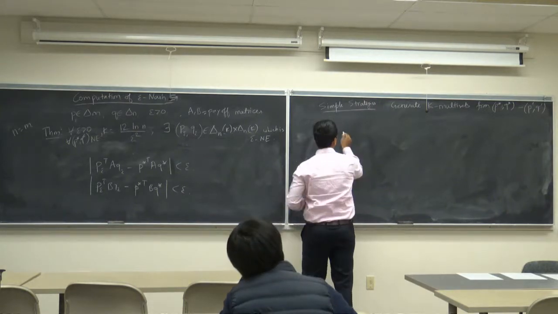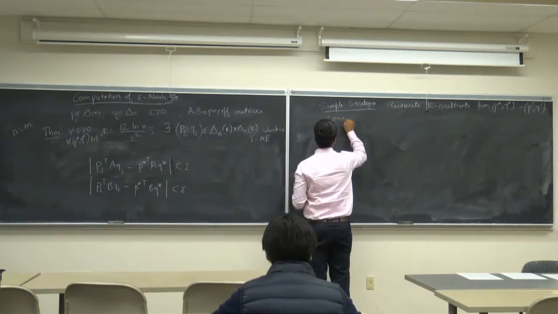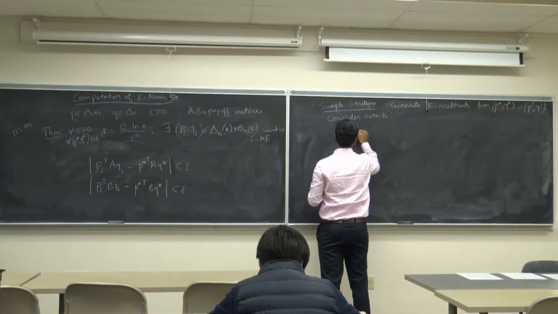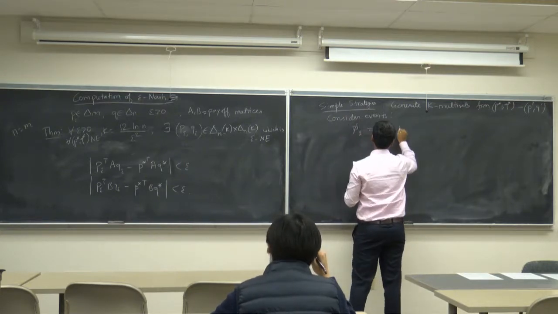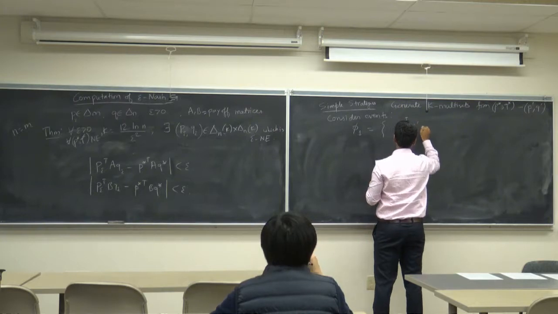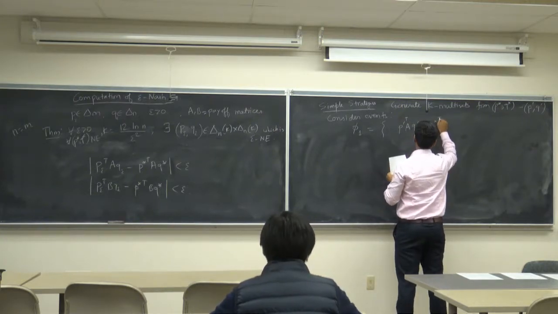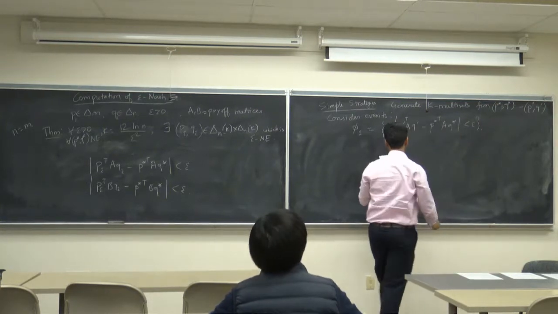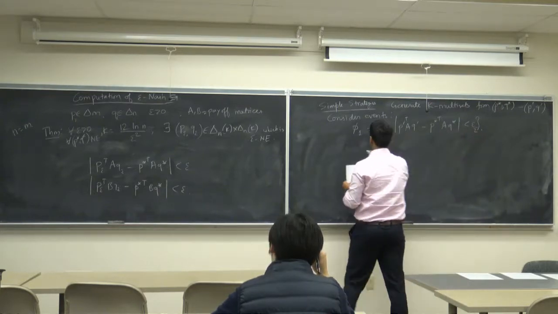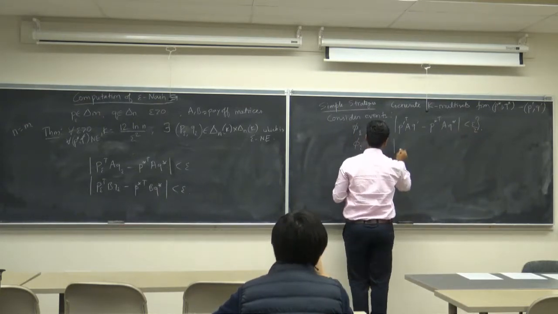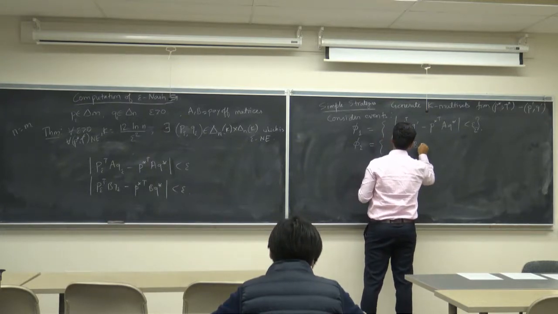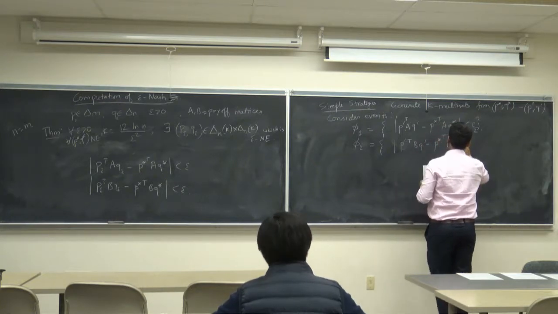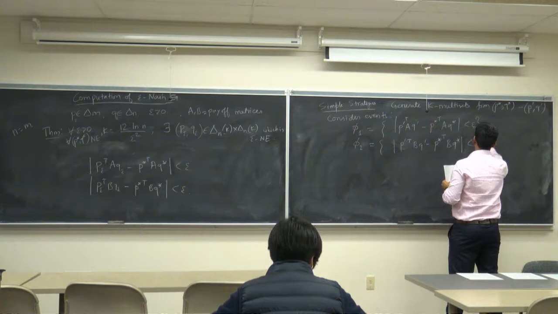And then I consider events. Phi 1 is: p prime transpose A q prime minus p star transpose A q star is less than epsilon over 2. I define phi 2: p prime transpose B q prime minus p star transpose B q star is less than epsilon over 2.